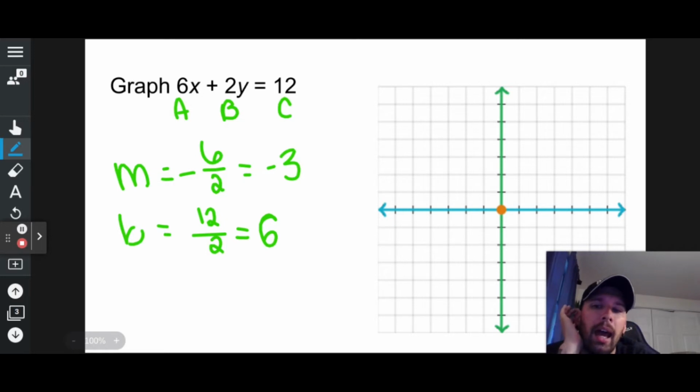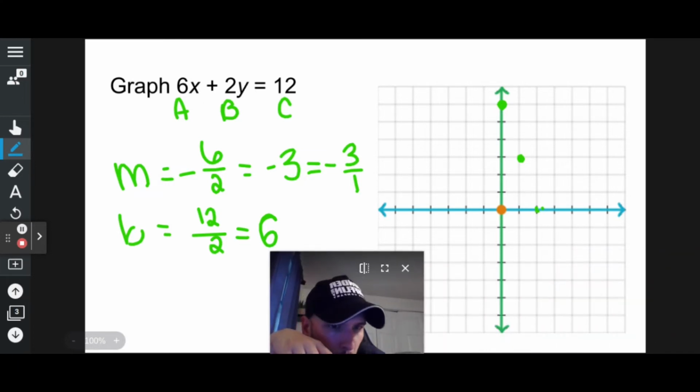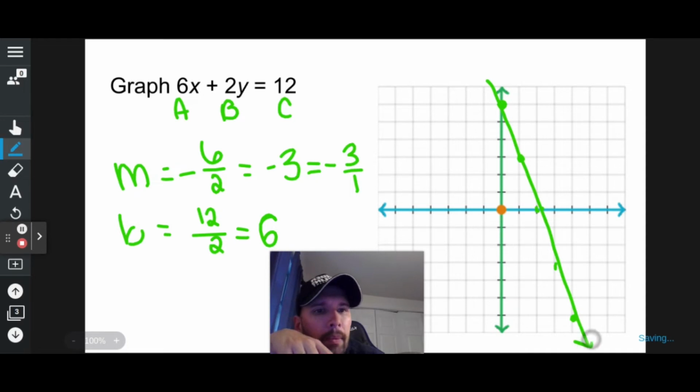Let's put a dot at 6 because that's my y-intercept. 1, 2, 3, 4, 5, 6. My slope is negative 3, which is the same as negative 3 over 1. So I can go up 3, left 1. No, I can't. I can go down 3, right 1, down 3, right 1, down 3. Can I move my face? Down 3, right 1, down 3, right 1. And ladies and gentlemen, I have myself a line.